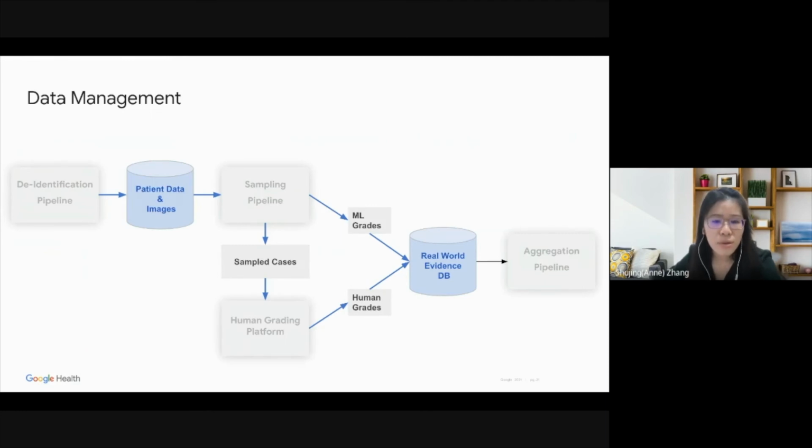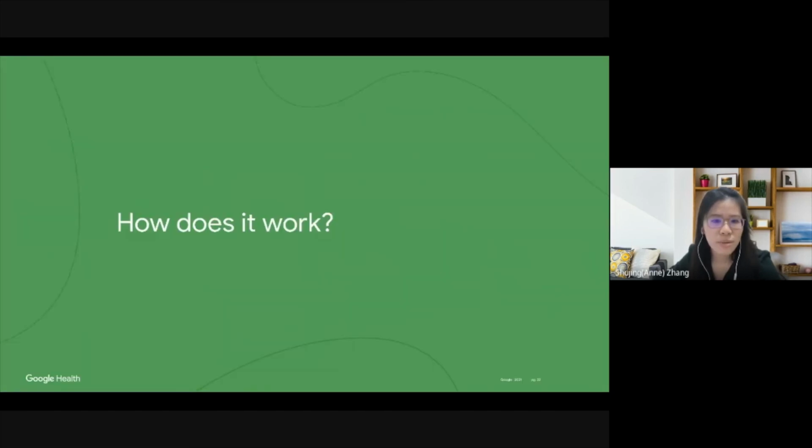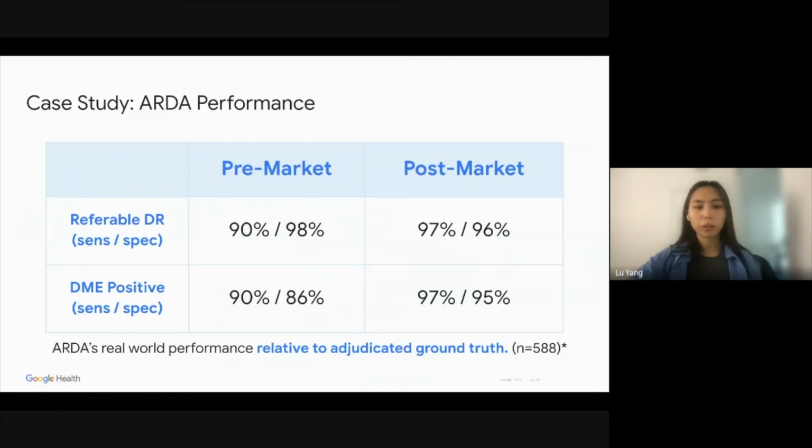Next, Lu will walk you through some of the case studies on how we use analysis results from the real-world monitoring in practice. Now let me walk you through 3 case studies with our DR screening product, ARDA. As mentioned before, ARDA is a CE mark product that is being used clinically in EU and India for detecting referable DR and referable DME.